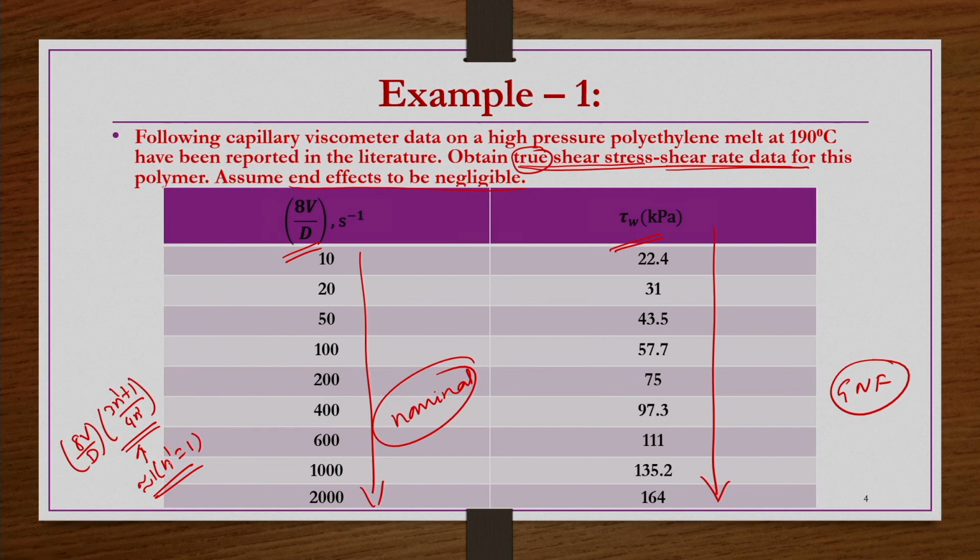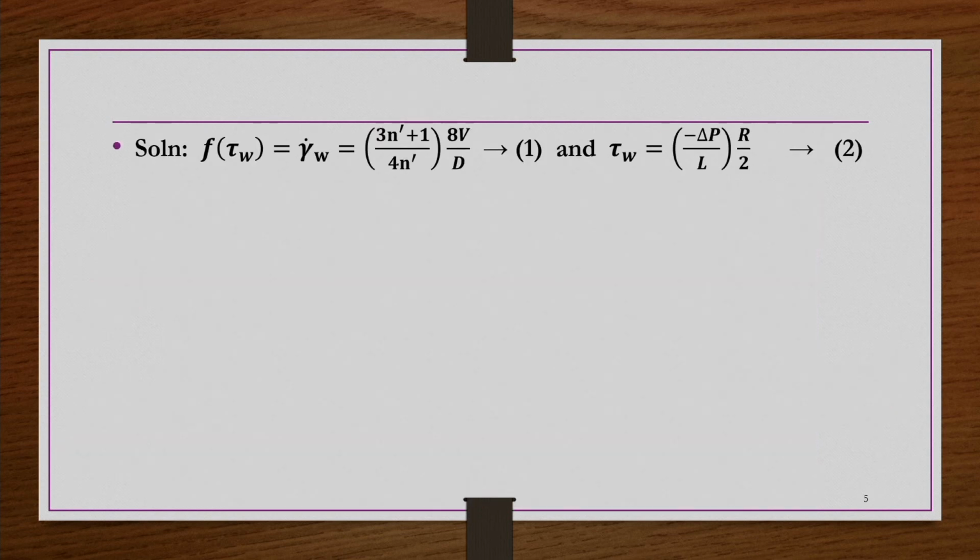So, how do we get this n prime? n prime is nothing but d log of tau W divided by d log of 8V by D. The tau W and 8V by D information has already been provided. So, on a log plot, you can have a tau W versus 8V by D curve with the given data, and then at different tau W values you draw a tangent line and find out the slope of the curve at that particular point. We are going to see that now.